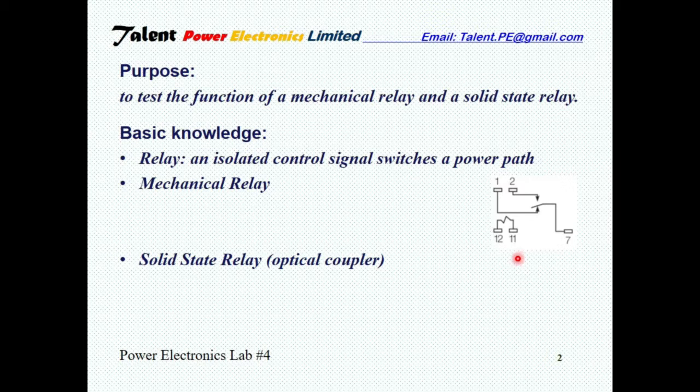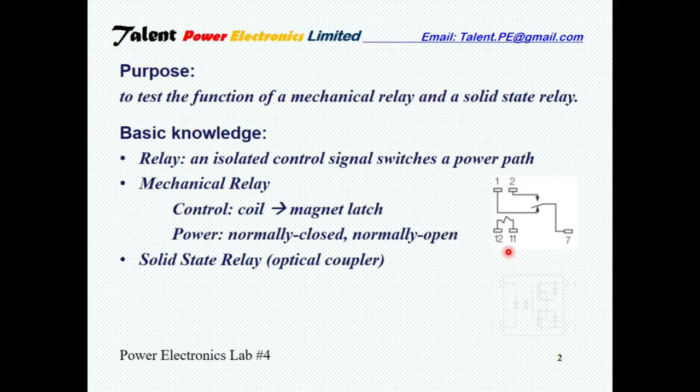The control signal energizes a coil, as pin 11 and 12 in the diagram. The coil works as a magnetic latch to switch the power path. There are two types of power contacts. 1. Normally closed, as pin 1 and 7 in the diagram. 2. Normally open, as pin 2 and 7 in the diagram.